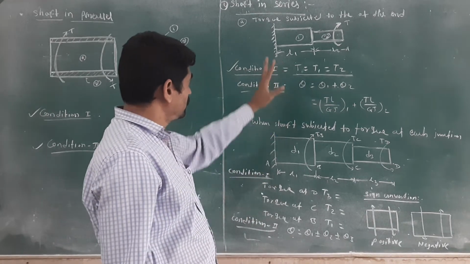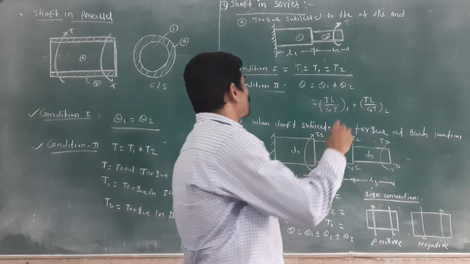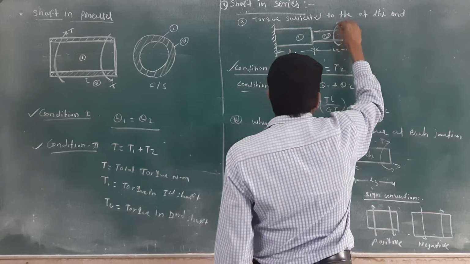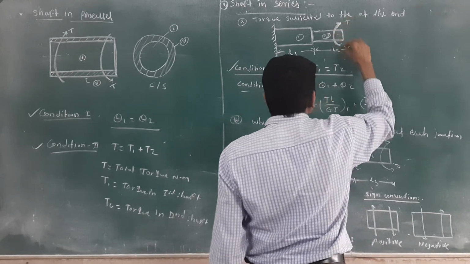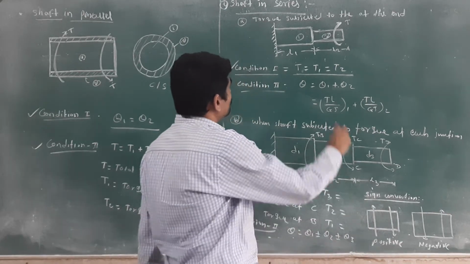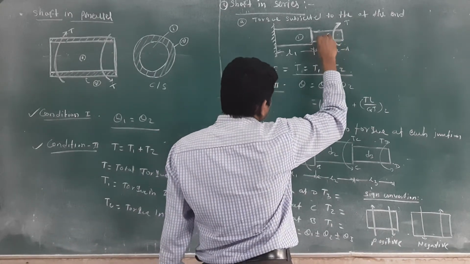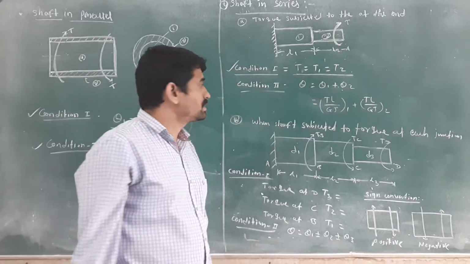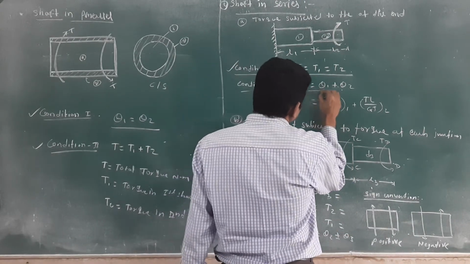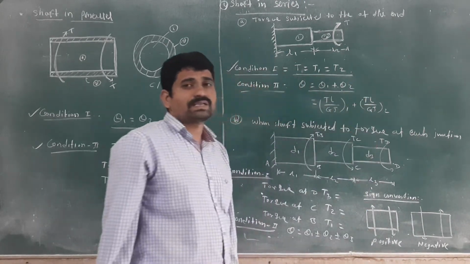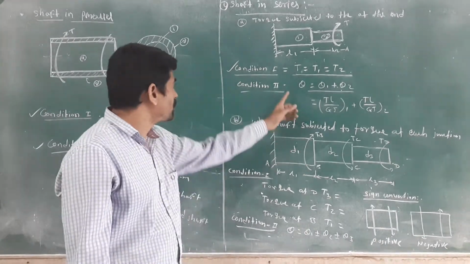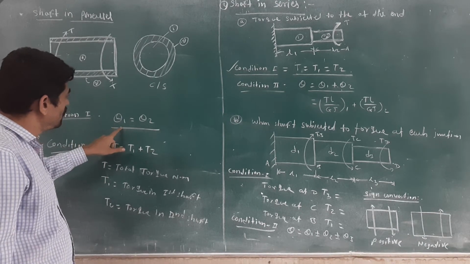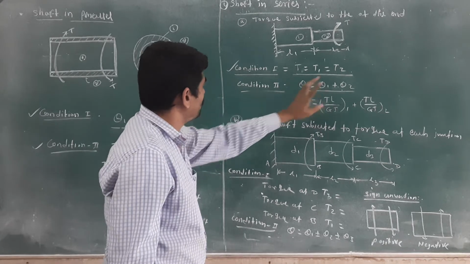Then the next one is the second condition. If you think about the angle of twist, when the torque acts at the end of the shaft, then see what happened. How do we get the total angle of twist? Theta is equal to the angle of twist in the first material plus the angle of twist in the second material. This is the summation of the two, right? It is the reverse of the previous condition. Check that: in that condition, theta 1 is equal to theta 2. In this condition, theta is equal to theta 1 plus theta 2.